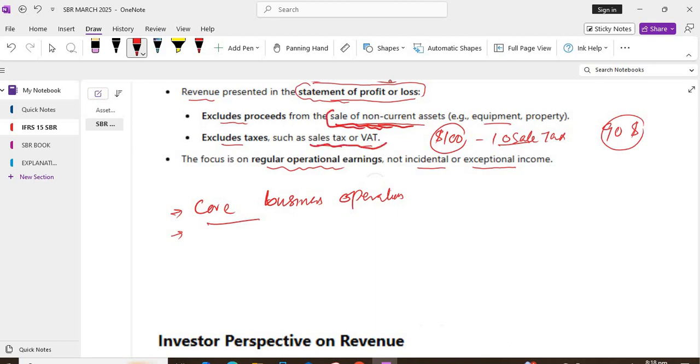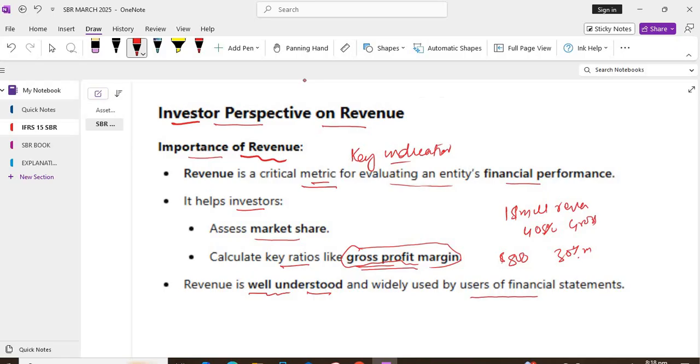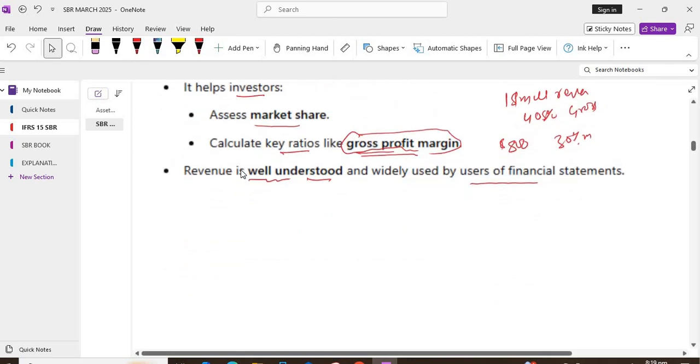And sales tax, we have already discussed this, we will not include in the revenue. Then we discussed the importance of revenue, why revenue is important, especially for investors. It is a critical metric for evaluating the entity's financial performance, and also helps investors in assessing market share. Revenue is also used in a key ratio, which is gross profit margin.